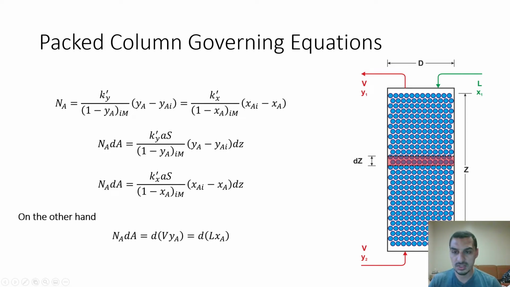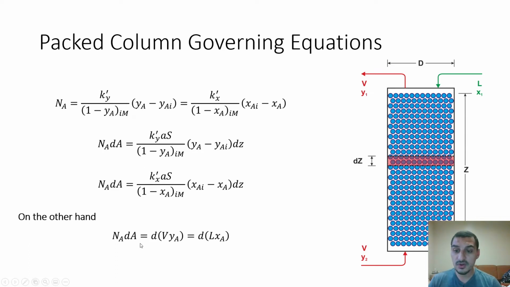So just look at this and this. The only difference is A S dz. So A S dz is the dA, which is the A multiplied by dV, which is the small a multiplied by dV, which is S dz. And the same for here. So we have two equations for the mass transfer rate in the liquid phase and in the vapor phase, which are these two equations.